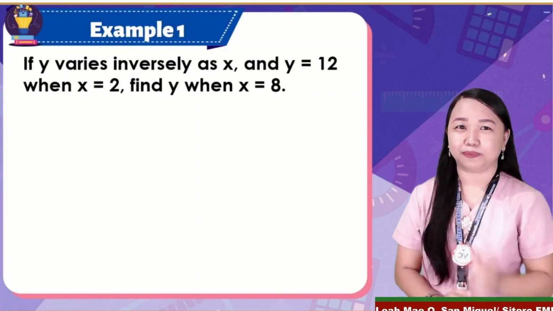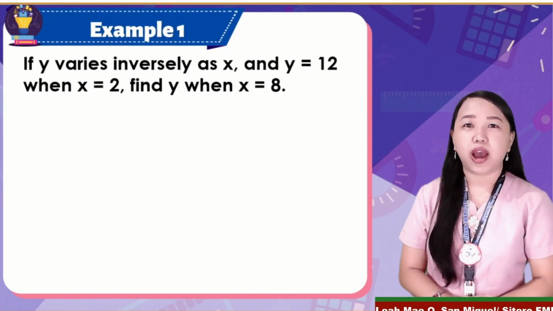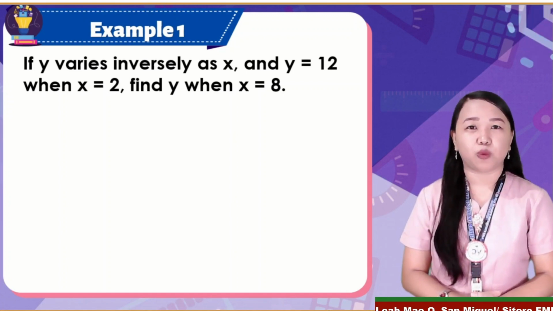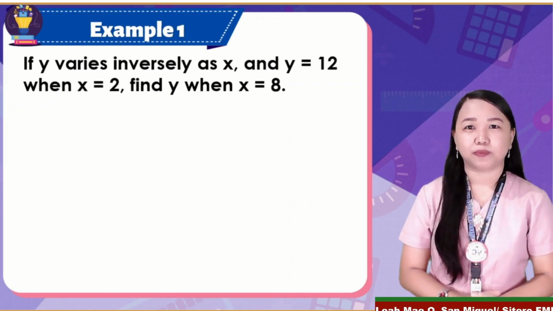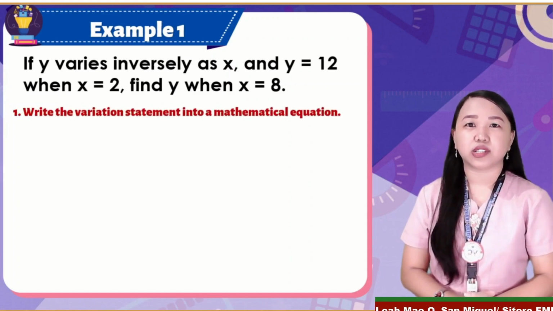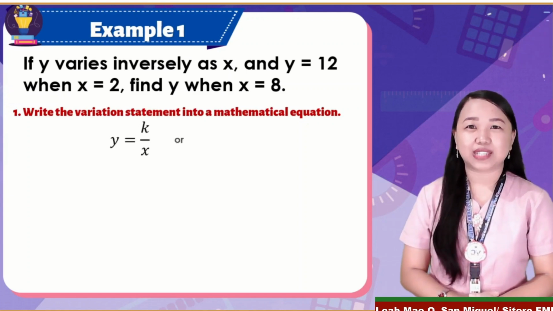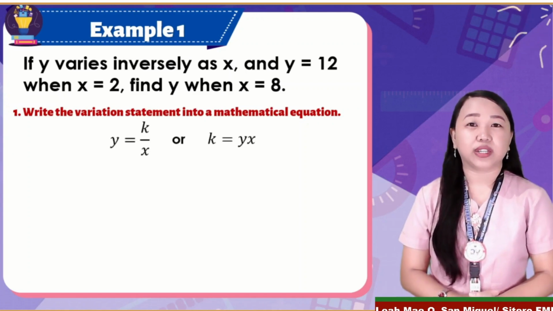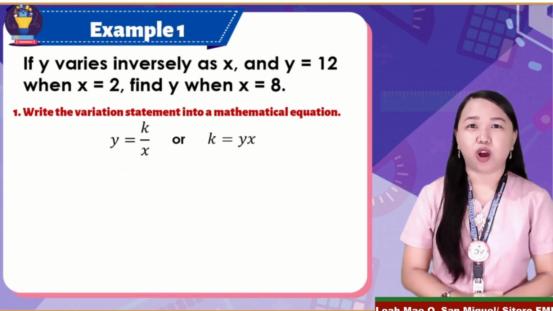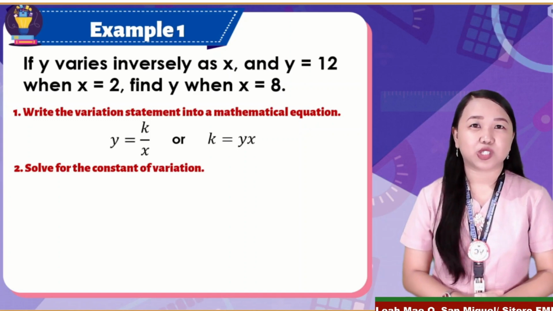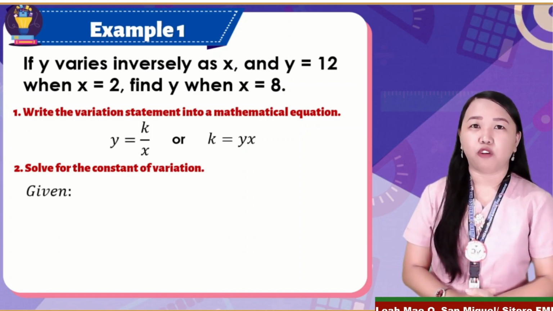Problem number 1. If y varies inversely as x and y is equal to 12 when x is equal to 2, find y when x is equal to 8. First, write the variation statement into mathematical equations. So we have y is equal to k over x, or k is equal to yx. Next, solve for the constant of variation. Let's use the equation k is equal to yx to solve for the constant of variation.